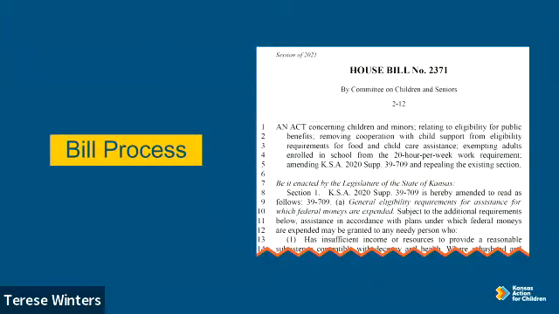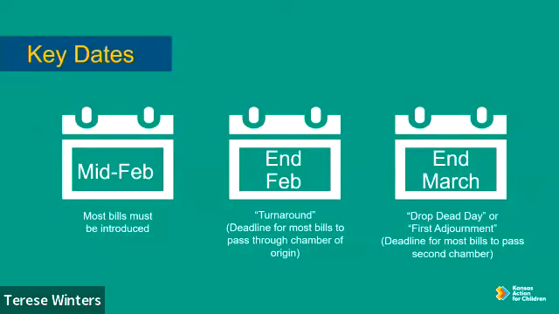Okay, so an example of the bill process, starting with some key deadlines. By mid-February, most bills, so bills introduced by individual lawmakers or bills introduced by most committees, have to be introduced. There are certain exempt committees that don't have to be subject to most of these deadlines, but for everyone else, they've got to be introduced by then. By the end of February, which is called turnaround, is the deadline for all of those bills that had to be introduced by mid-February to have gotten through their whole process in their chamber of origin.